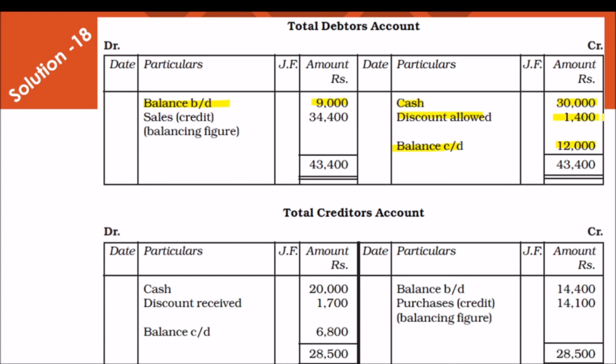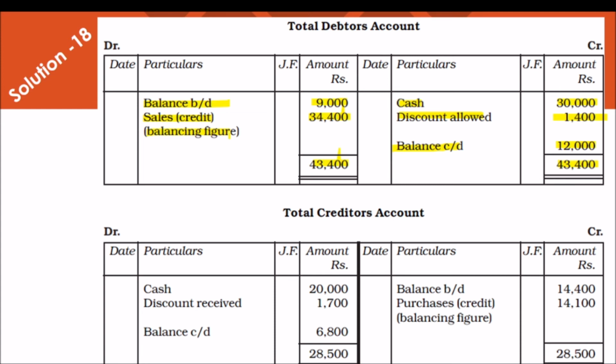We find the total of the credit side, and we get 43,400. From that we deduct the 9,000. Then we will get the amount of credit sales. We get the amount of credit sales, 34,400. That is the balancing figure. So this way we find the credit sales. Already there is an amount of cash sales, so the total sales amount will be calculated as cash sales plus credit sales.